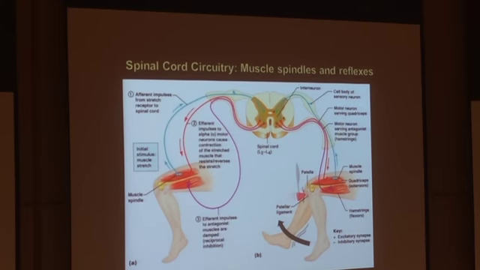Okay, so here we're introducing a whole new subject, so let's stop here and we'll go over some spinal cord circuits and talk more about muscle spindles tomorrow.